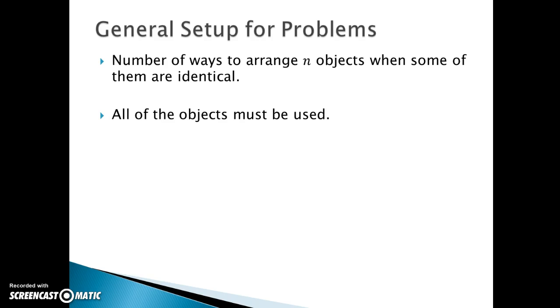So the general setup for this problem is we want to determine the number of ways that we can arrange n objects when some of these objects are identical. One thing with this type of problem is that we must use all of the objects that we have. We can't just use a portion of them as we did with previous permutation problems.